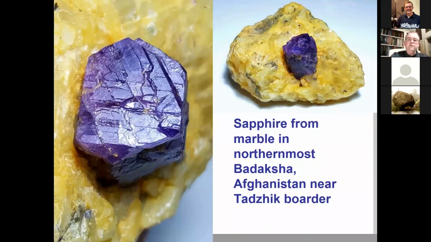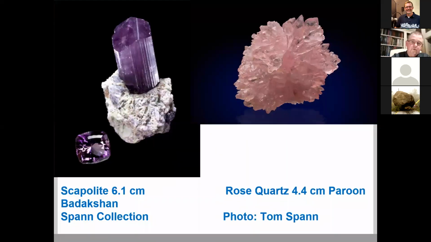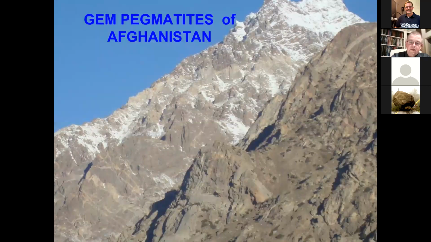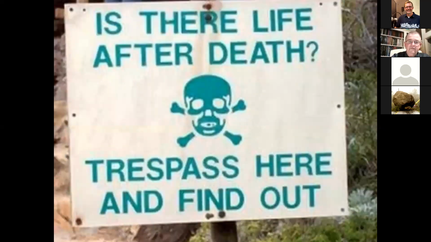In the marbles in Badakhshan, beautiful sapphires. You have beautiful scapolites in metasomatic rocks also, like to the left here. The rosy quartz is from Paron, from pegmatites. And we look at a couple of pegmatites in Afghanistan. Is there life after death? Trespass here and find out.